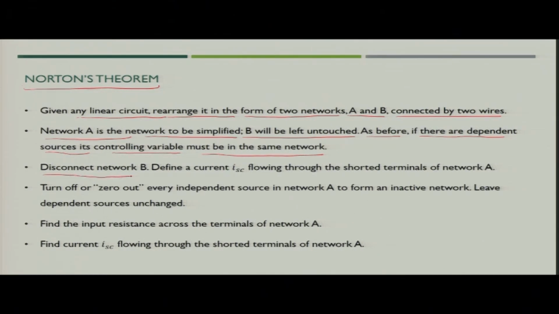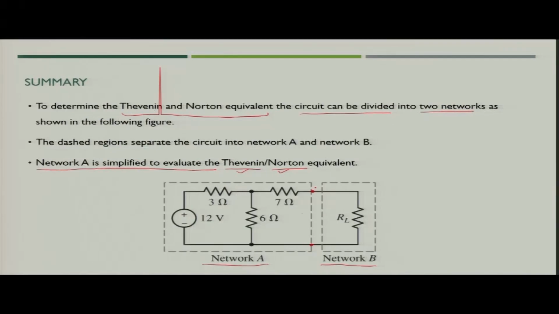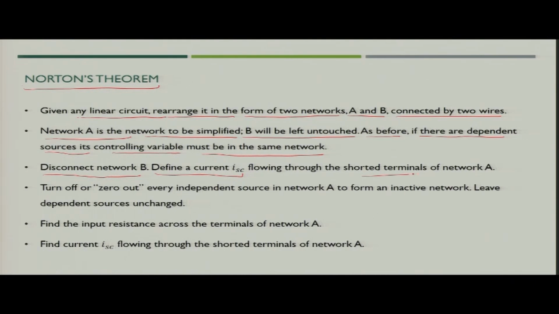Now, we disconnect the network B, define current ISC, that is the short circuit current. So, you will short circuit these two terminals, and you find out the value of short circuit current flowing through the shorted terminal of network A. Turn off or zero out every independent source in the network to form an inactive network, while keeping the dependent sources in the network. Now, again we have to find the input resistance. So, if you see Thevenin's and Norton's theorem, the input resistance is the same in both of the cases.